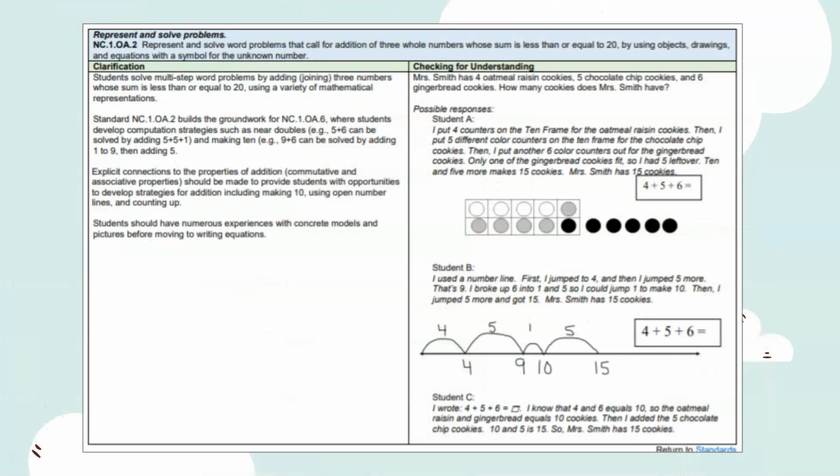Don't forget the most useful resource, the unpacking document. Pause here to review those same standards. Come back and we'll talk about some key points. Did you notice in OA2, we are asking students to combine 3 addends within 20. Be sure to allow students to use manipulatives and tools to explore putting those numbers together.